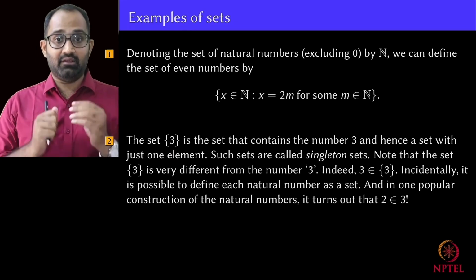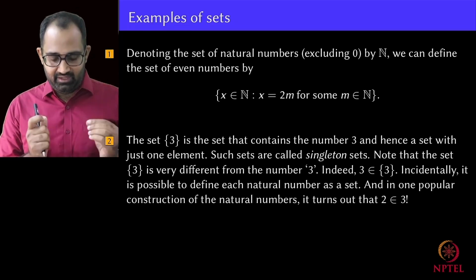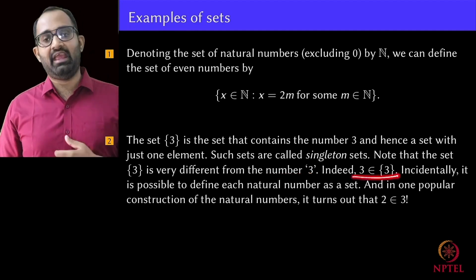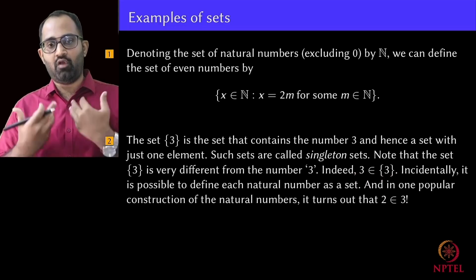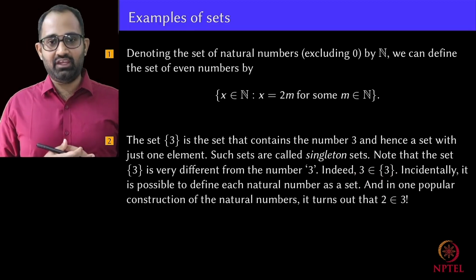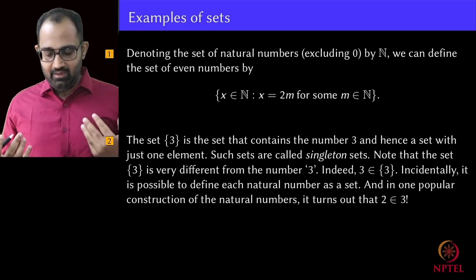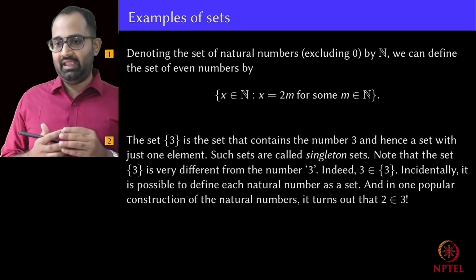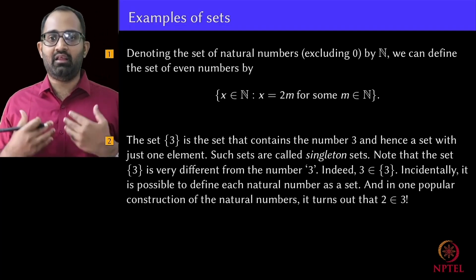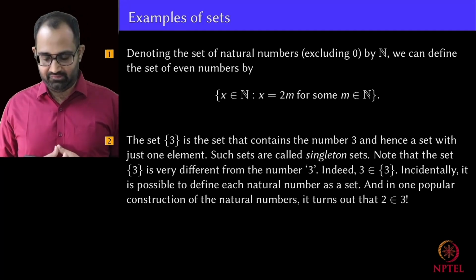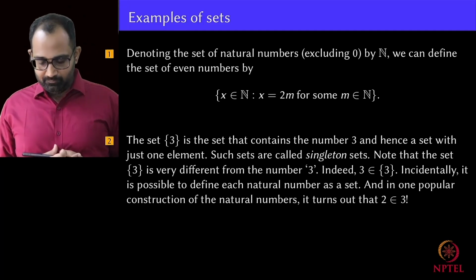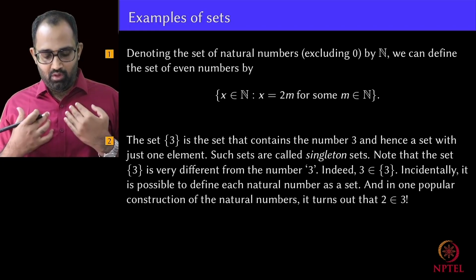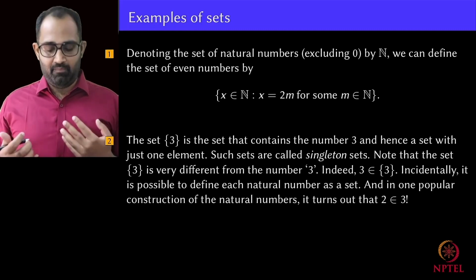Note that the set with the single element 3 is very different from the number 3. Well, 3 is an element of the set that consists of the element 3, right? So 3 is a member of the set {3}, but the set {3} is not the same as 3. So again, this might seem very confusing. It will become second nature to you with practice. You can also define the singleton set {3} in a more complicated way, which I will come to in a moment.